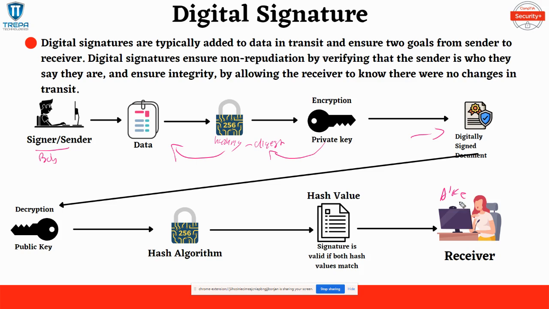And then once the receiver Alice gets that email, the first thing it's going to do is decrypt that encrypted hash, run that same hashing algorithm, and then compare the two digests. And if they are the same, then we know that nothing's been changed in transit. And now we can verify the integrity and also the non-repudiation.